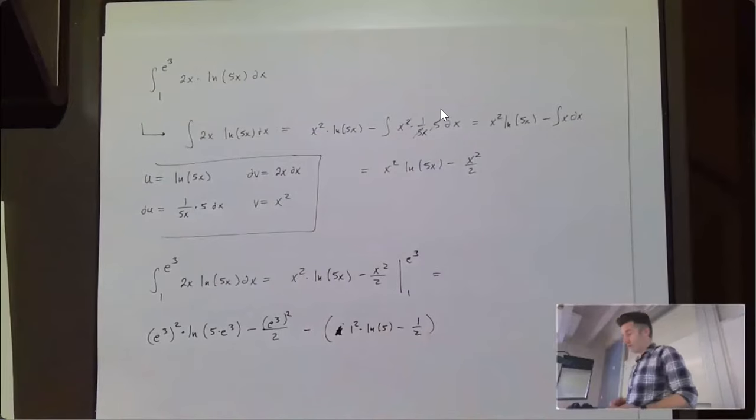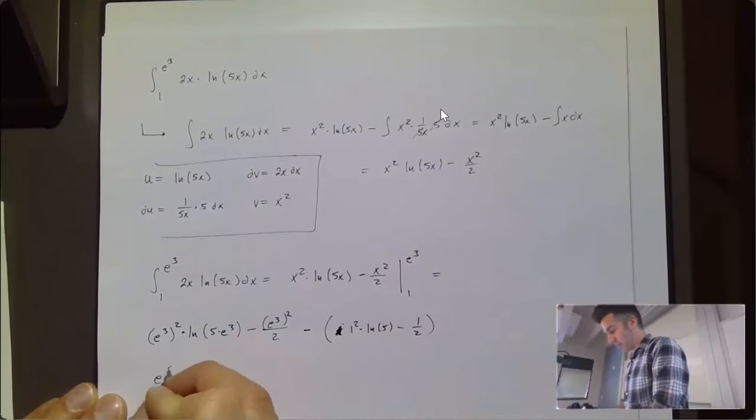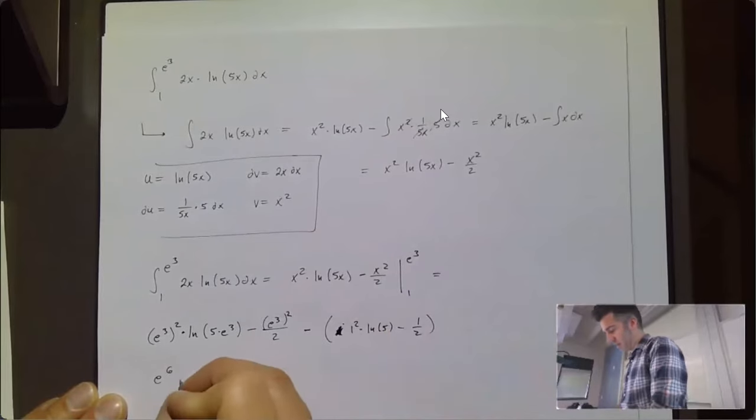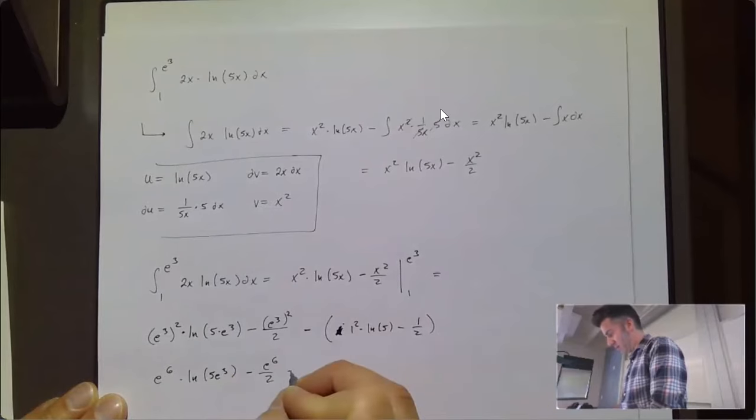I suppose you could do a little bit of simplifying. e cubed squared is e to the 6th. The natural log of 5 e cubed, no, I'm just going to leave it as the natural log of 5 e cubed, minus e to the 6th over 2. And then this would be minus natural log of 5 plus 1/2.